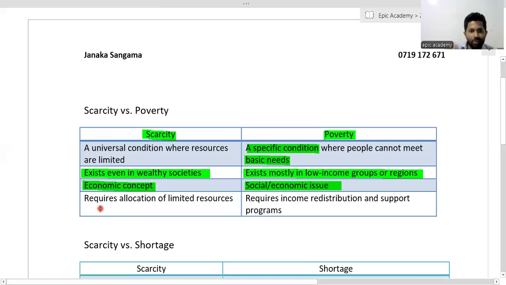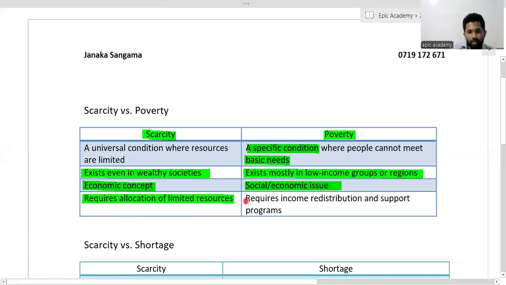Scarcity requires allocation of limited resources. Because of scarcity, we have to allocate the limited resources in expected production according to the choice, isn't it? Yes, according to the choice, you can change the allocations. This amount for this production, this amount for this production. It can be changed.